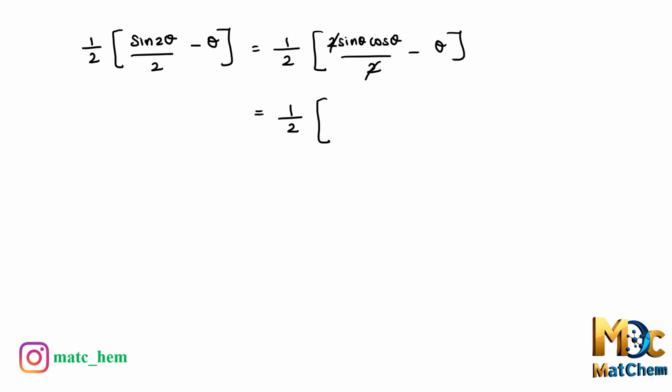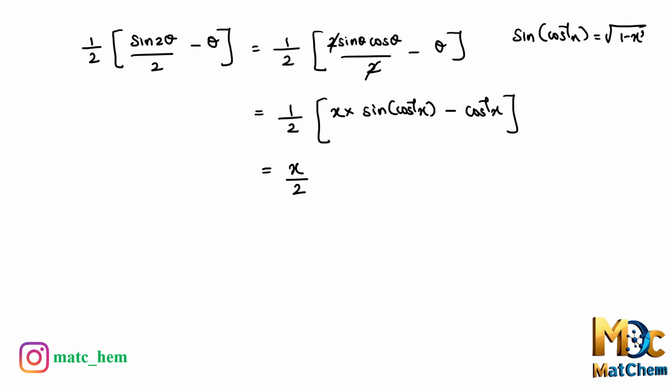What is cos theta? Cos theta equals x, so sin theta equals sin of cos inverse x, and theta equals cos inverse x. If you open up the bracket, you will get x by 2 into sin of cos inverse x. Sin of cos inverse x is equal to the square root of 1 minus x square. How we are getting this particular value, I will explain in the last.